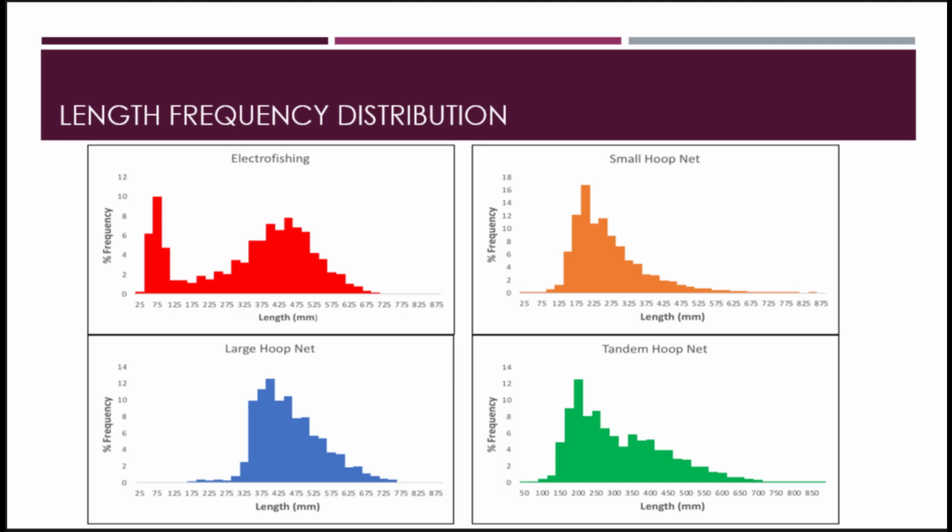So when we look into the length frequency distributions of all of our gears, there's some things that we need to know. Electrofishing here. Yep, there's something weird going on here, right, for electrofishing. When we look at small hoop net, we're kind of missing those fish out towards the larger ends. Kind of makes sense, it's a smaller gear. Large hoop nets, conversely, we're missing the smaller size classes, right? And then, of course, when you look at it tandem, it's like, whoa, all right, now we're actually starting to paint a picture here.